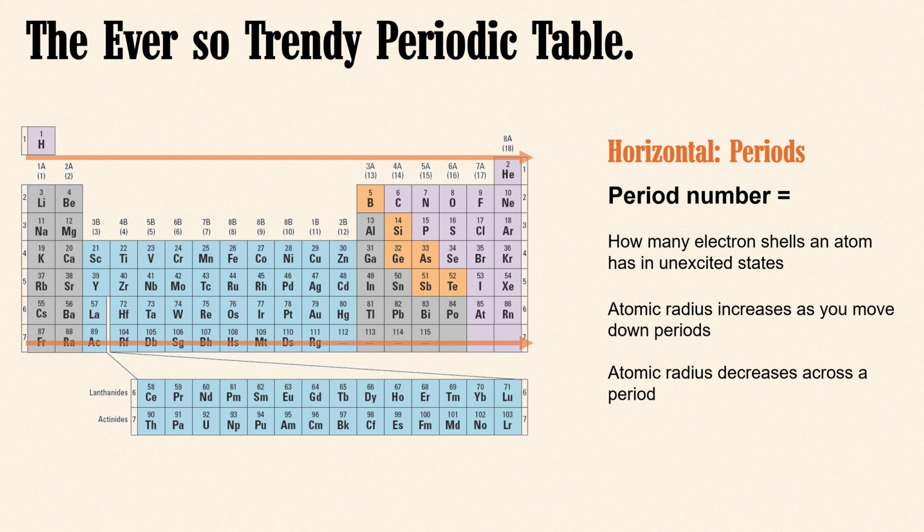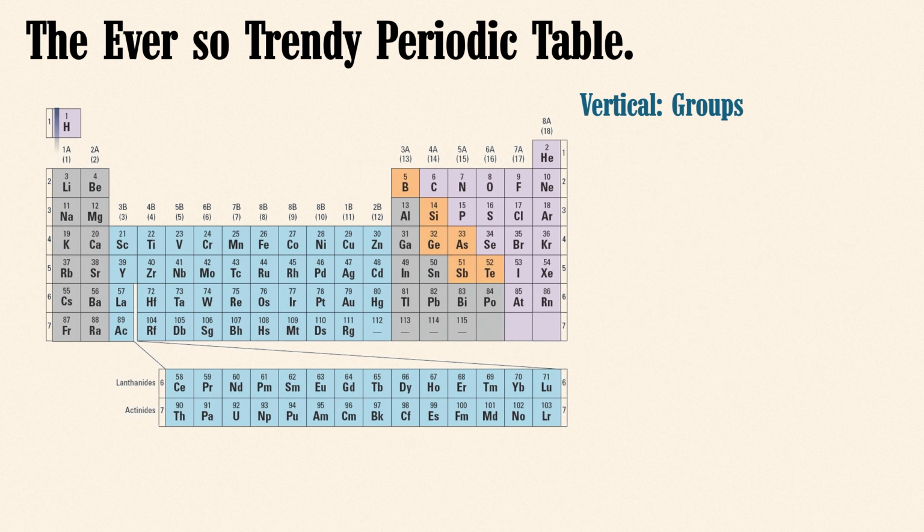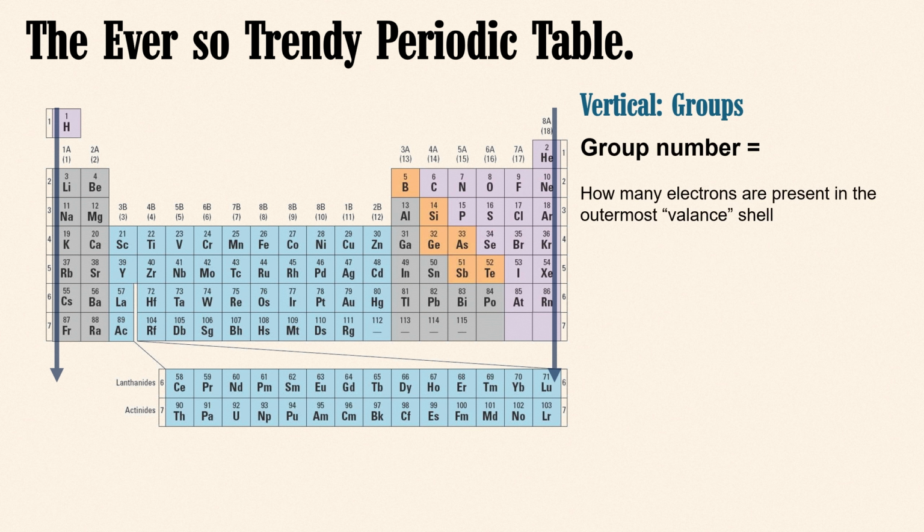And this is because as you're moving down periods, you're adding more and more shells, so the atomic size is increasing. But as you're moving across a period, the electron shell number stays constant, but the number of protons and electrons increases, increasing the attraction to the nucleus. Similarly, the periodic table also has groups, which is the vertical arrangement of atoms. And this one's quite important.